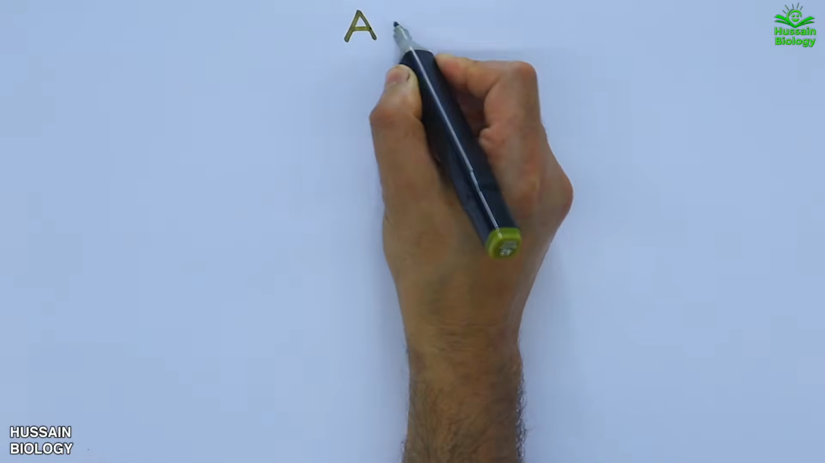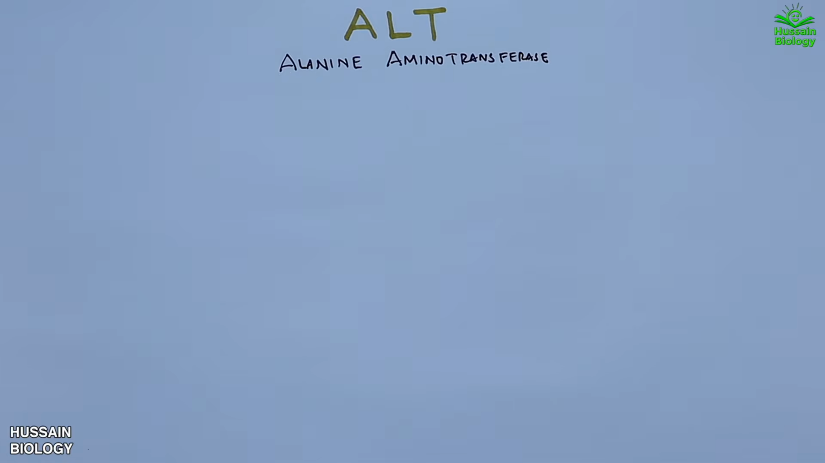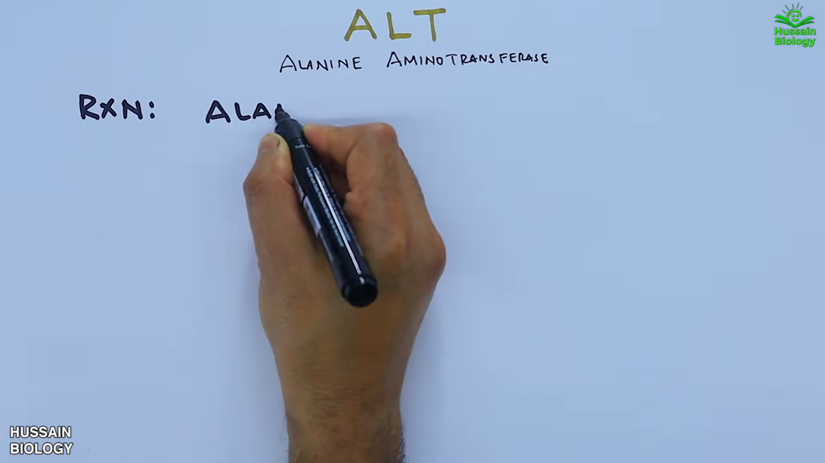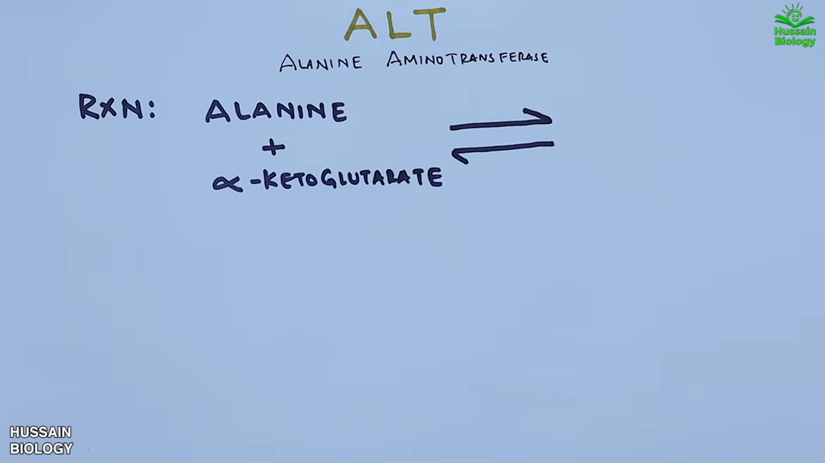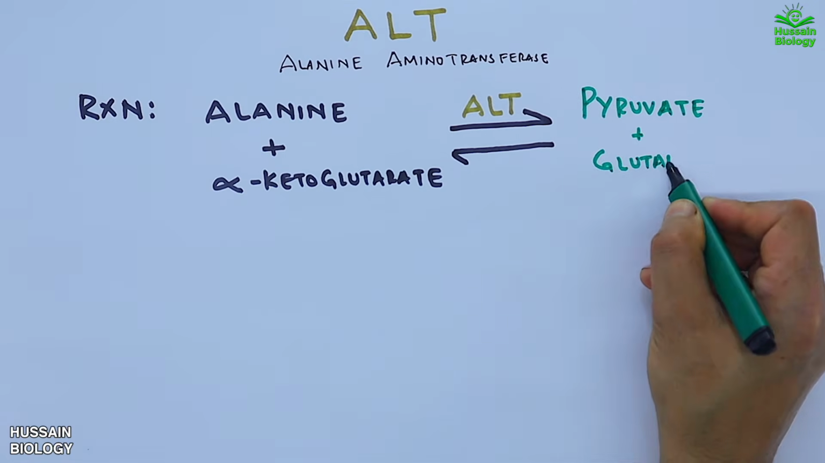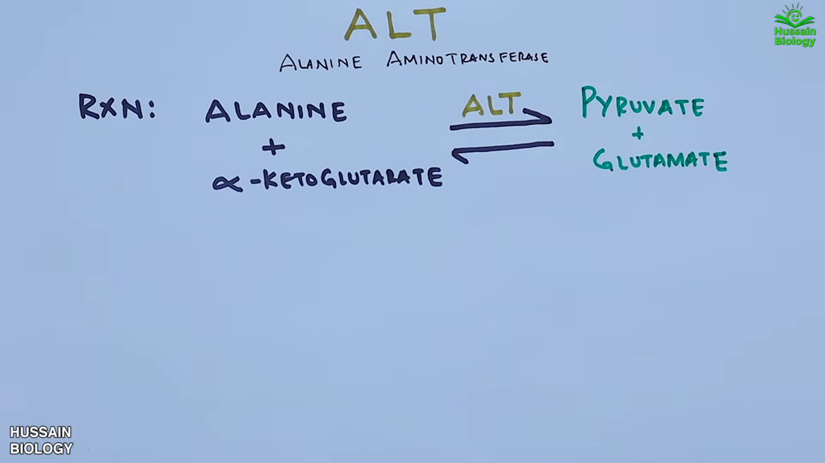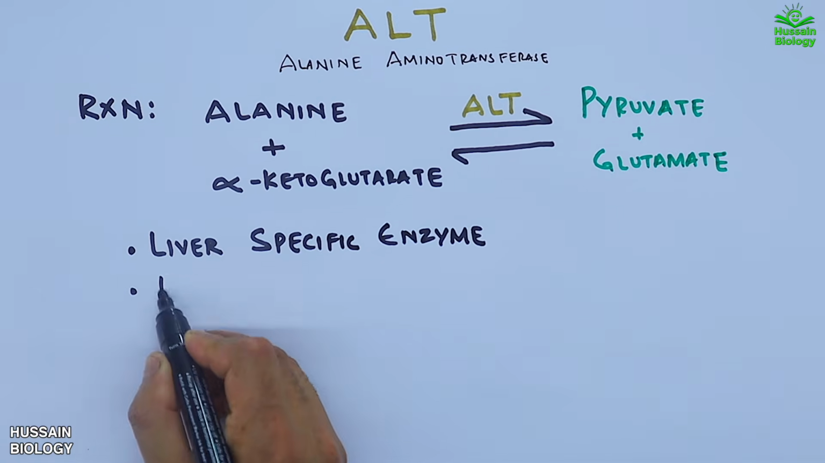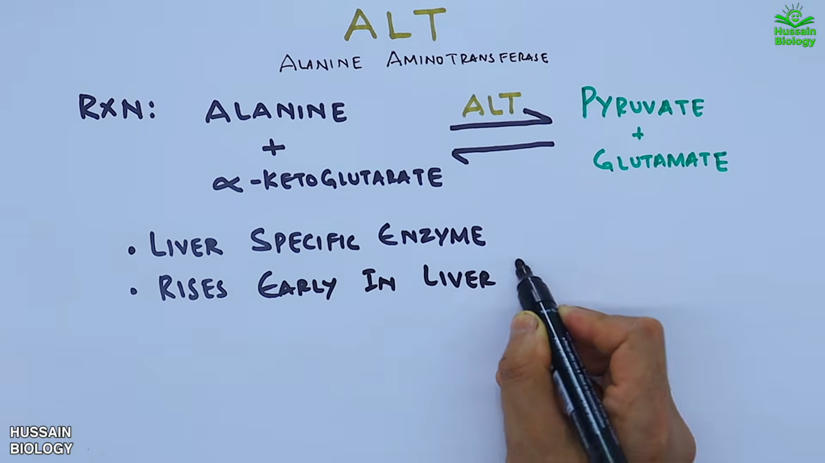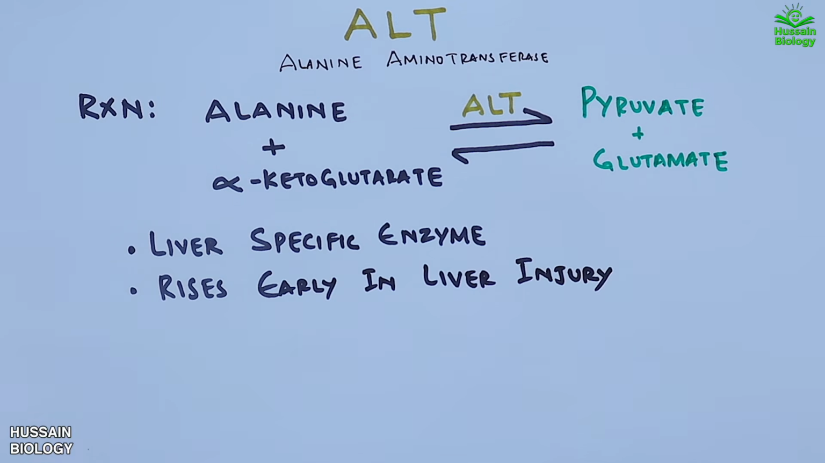Let's begin with ALT, which stands for alanine aminotransferase. ALT is an enzyme involved in amino acid metabolism. As shown in this reaction, ALT catalyzes the conversion of alanine and alpha-ketoglutarate into pyruvate and glutamate. ALT is found predominantly inside the liver cells, making it one of the most important liver-specific enzymes used in clinical practice. Because ALT is concentrated within the hepatocytes, even mild liver cell damage can cause ALT to leak into the bloodstream. As a result, ALT is often one of the earliest enzymes to rise during liver injury.